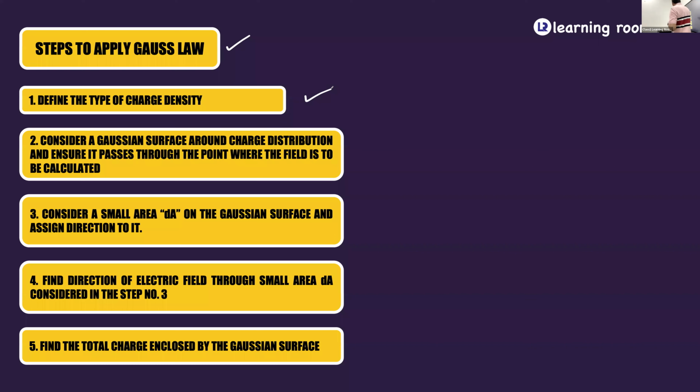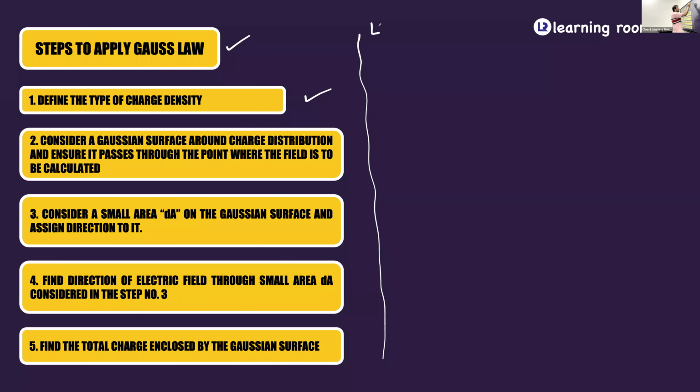Second, we need to consider a Gaussian surface around the charge distribution. They give you a system, and around the charge distribution, we need to consider a Gaussian surface. When you consider it, you need to ensure that the Gaussian surface is always passing through the point where we need to calculate the electric field. Now, to understand this, instead of me telling all the steps in application, I'm going to relate a concept.